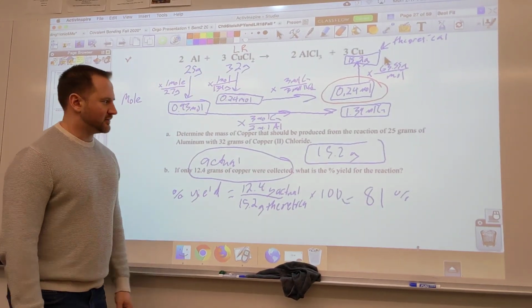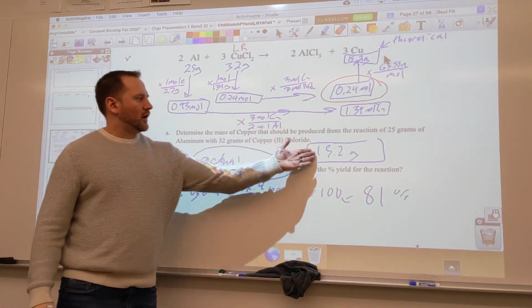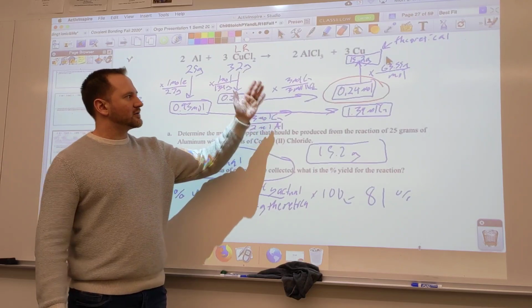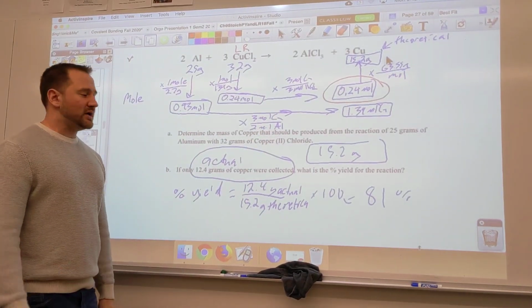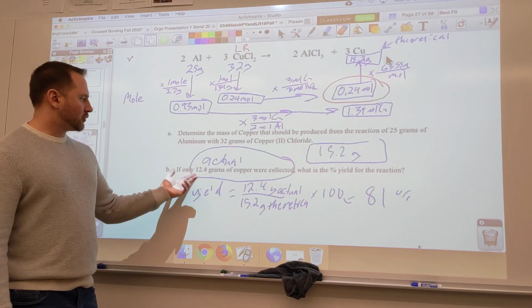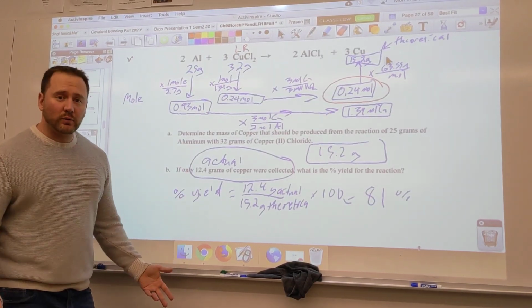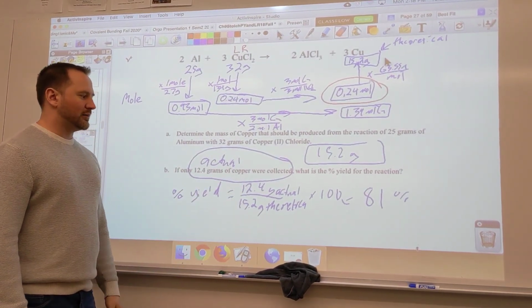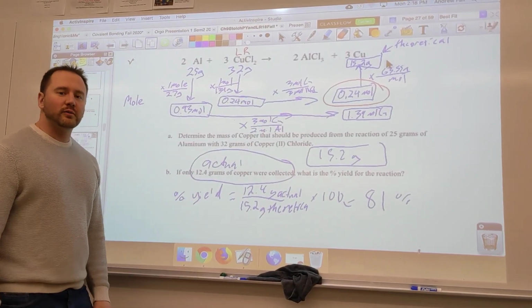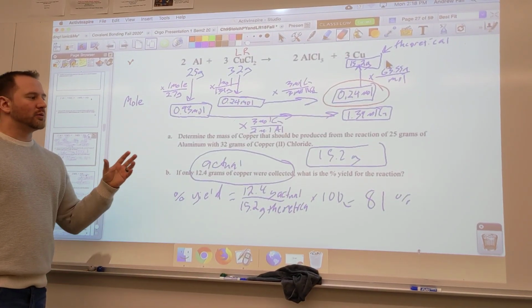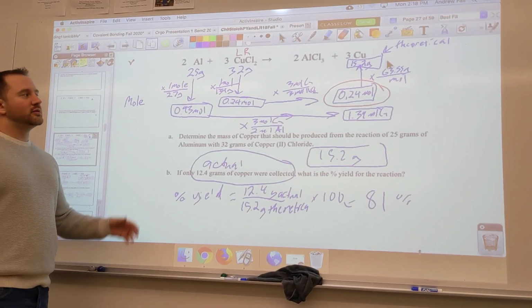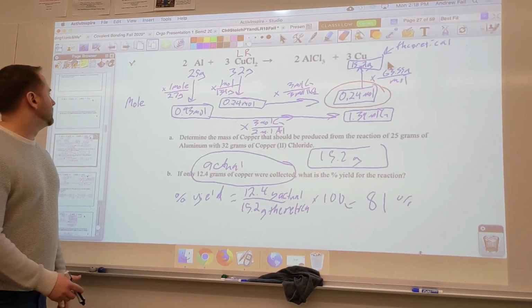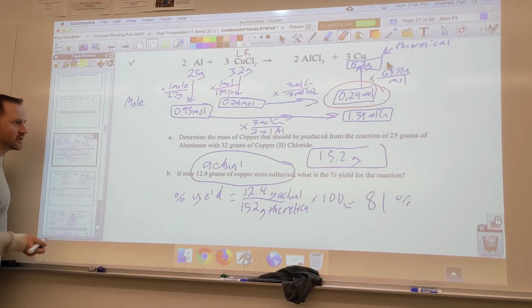Please ignore sig figs in these examples, okay? So that's what our theoretical yield should be. If we convert all of our limiting reactant to products, that's how much copper we could make. But if we ran the reaction and we were only able to get 12.4 grams, then we didn't get everything we were supposed to. And when we divide that 12.4 grams of actual yield by the 15.2 grams of theoretical yield and multiply it by 100, we see that we only get 81%. So in this problem, we were determining the percent yield given the amount of reactants, theoretically determining how much product could be made, and comparing that to the amount of actual yield we have.